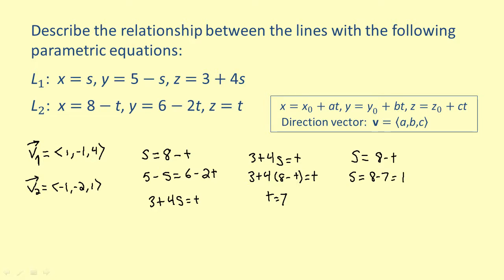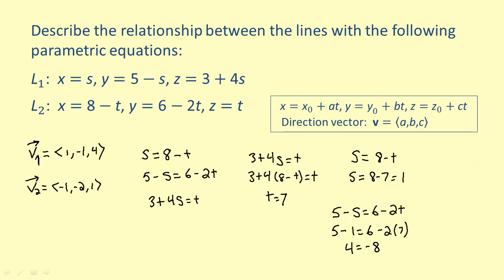Now, if these two lines intersect, then the second equation must be satisfied by these values. So let's see if it is. We substitute 7 for t and 1 for s. 5 minus s equals 6 minus 2t, so 5 minus 1 equals 6 minus 2 times 7, which simplifies to the contradiction 4 equals negative 8.